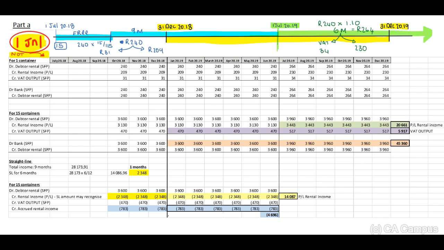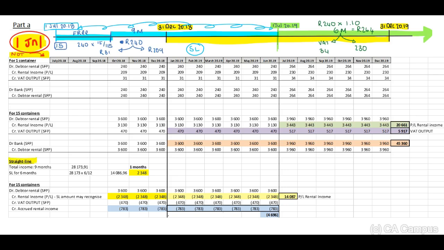Right. Now guys, bear with me here. This is an operating lease. Therefore, due to the fact that this is an operating lease, if you look at the first 12 months from 1 July 2018 up until 1 July 2019, we need to straight line the payment. Now, your normal straight lining, when you look at the left side, middle of the screen, guys, straight line.